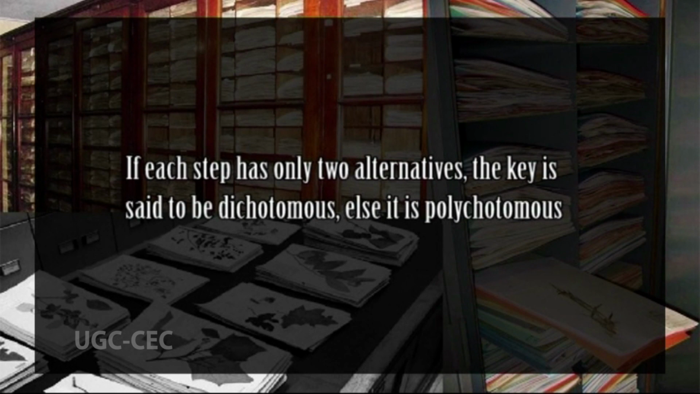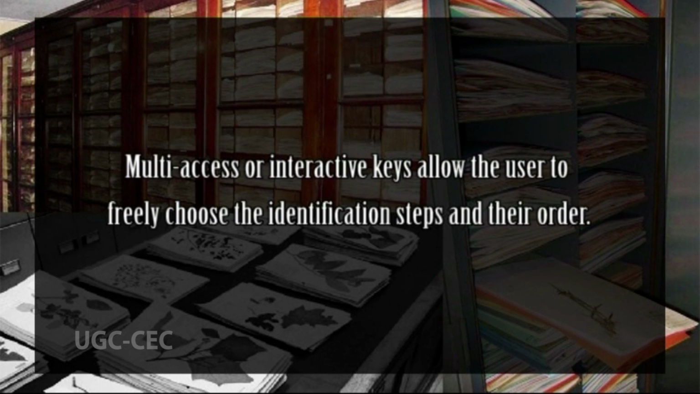The single axis or dichotomous keys have been the most popularly used devices in identification of plants for more than 200 years. These keys work by offering a fixed sequence of identification steps, each with multiple alternatives, the choice of which determines the next step. If each step has only two alternatives, the key is said to be dichotomous, else it is polychotomous. Multi-axis or interactive keys allow the user to freely choose the identification steps and their order.